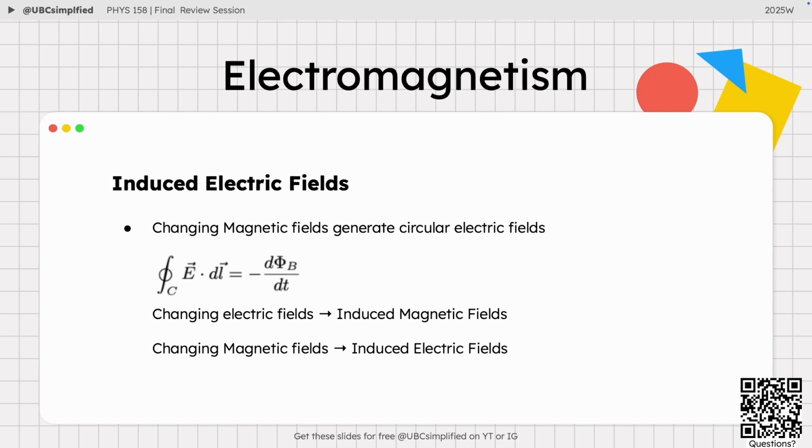Yeah, induced electric fields. This came up earlier, but changing magnetic fields generate circular electric fields, just like an electric field generates circular magnetic fields. So if you increase the strength of a magnetic field, you'll generate fields going in circles around the magnetic fields. And this goes in a loop.